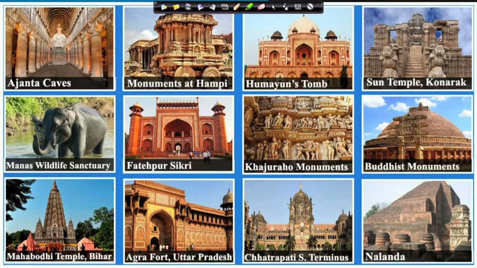Now, if you see these images, they are all from India, very well known sites: Ajanta caves, Hampi, Fatehpur Sikri, Khajuraho, and the Sun Temple of Konark. These are all historical and of different types. There is also the Chhatrapati Shivaji Terminus of Mumbai. Now, what is common to all of them? They are actually UNESCO World Heritage Sites.